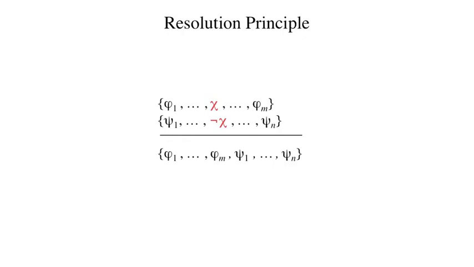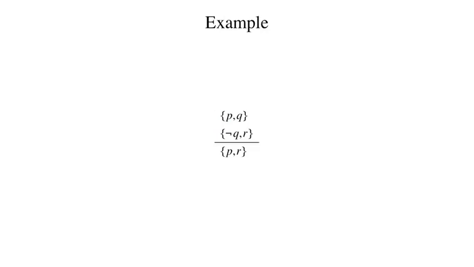This intuition is the basis for the rule of inference shown here. Given a clause containing a literal chi and another clause containing the literal not chi, we can infer the clause consisting of all of the literals of both clauses without this complementary pair. This rule of inference is called the resolution principle, or alternatively, propositional resolution. The case we just discussed is an example. If we have the clause P or Q, and we also have the clause not Q or R, then we can derive the clause P or R in a single step.